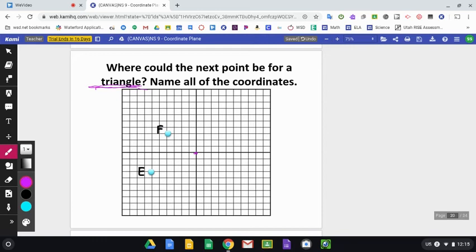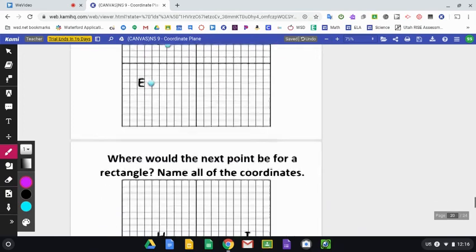I'm going to say right here at the origin, E, F, G. Now if I connected them, but your point could have been, let's take my point G off. Your point could have been over here or right here, or stretched out clear over here. There's lots of different ways. Okay. Again, this one says name the coordinates. We're not going to do that. Don't worry about that. Just put the point on there.